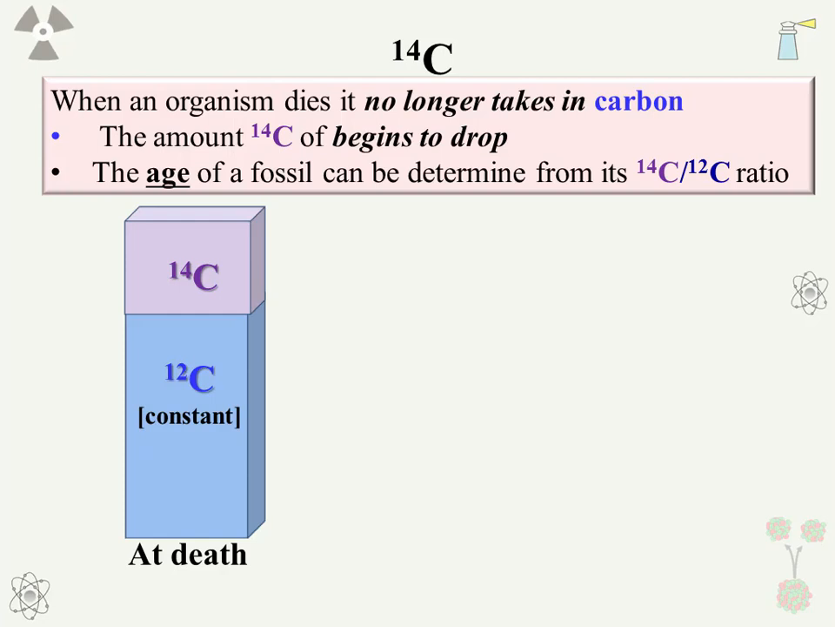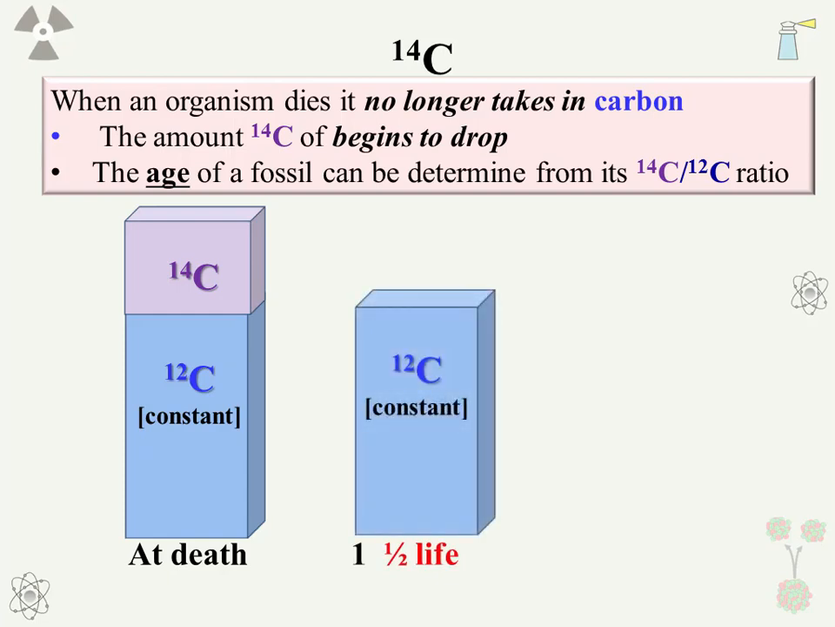So what happens to the proportion after one half-life? The amount of carbon-12 is unchanged. It is a stable isotope. The amount of carbon-14 is half of what it was at the time of death. Half of the carbon-14 underwent beta decay to form nitrogen. Being a gas, the nitrogen escapes the remains of the organism. The C14-C12 ratio got smaller because one of the isotopes decayed.